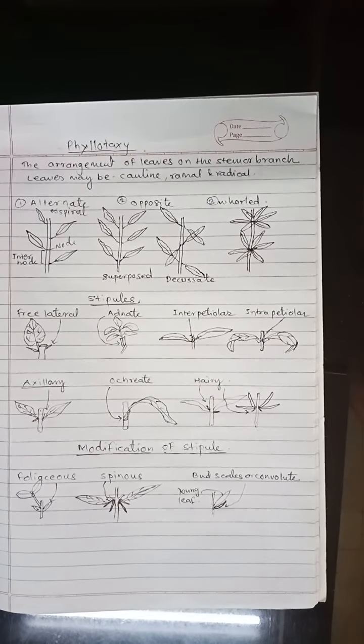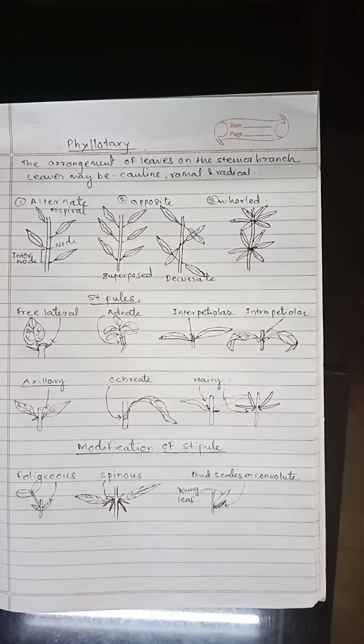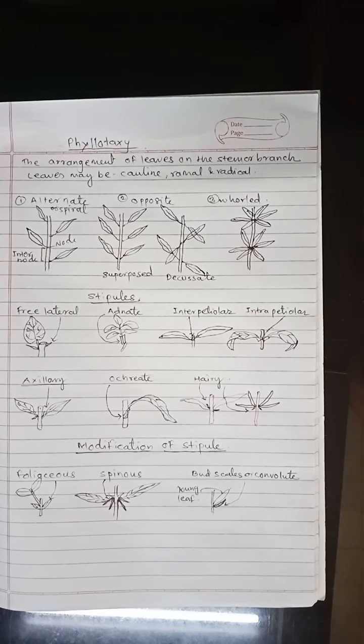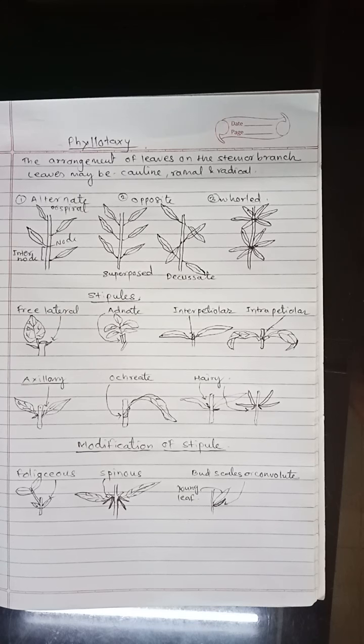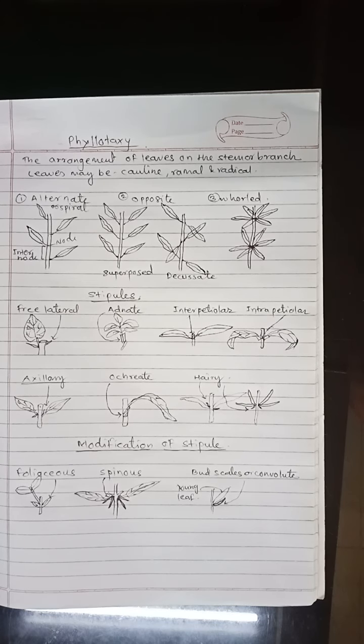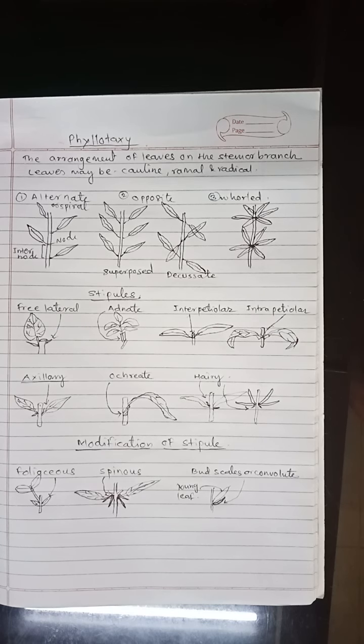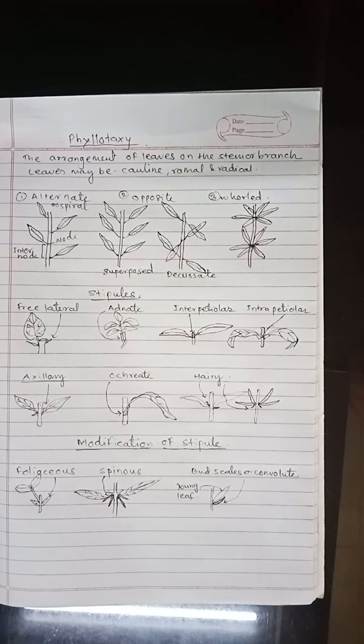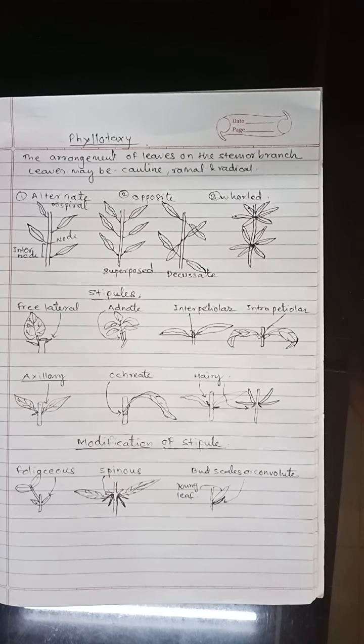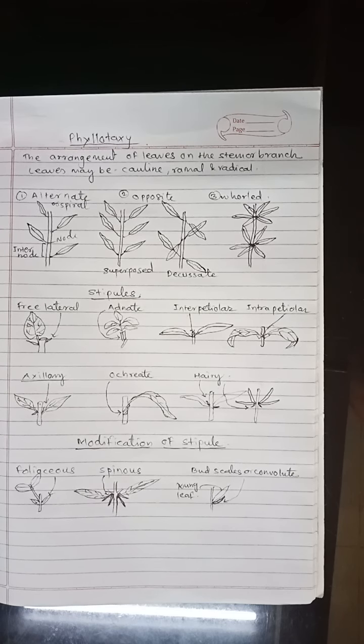Good morning, students. Today we study about phyllotaxy. Phyllotaxy is nothing but the arrangement of leaves on stem or branch. It is called as phyllotaxy. The leaves may be stem-borne, that is cauline, branch-borne, that is ramal, or may appear to be root-borne, that is radicle.